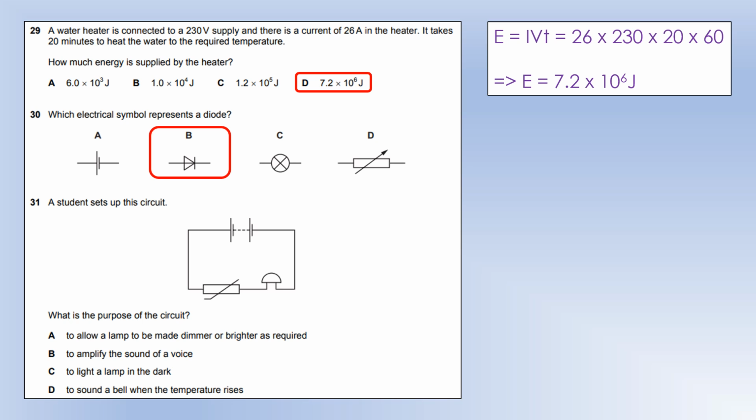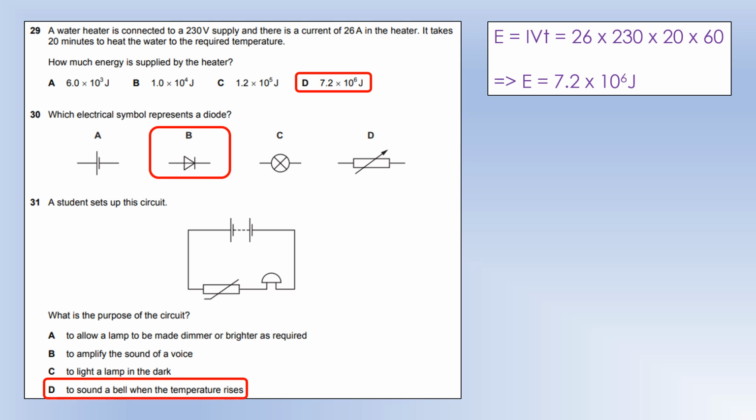So in that circuit diagram, I can see a battery, a thermistor, and a bell. So what's the purpose of the circuit? To allow a lamp to be made dimmer, well, there's no lamp in that circuit, so that wouldn't work. To amplify the sound of a voice, no, there's no speaker or amplifier in there. To light a lamp, there's no lamp there. So it's going to be option D, sound a bell when temperature rises.